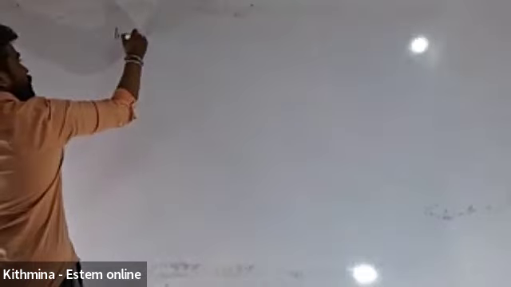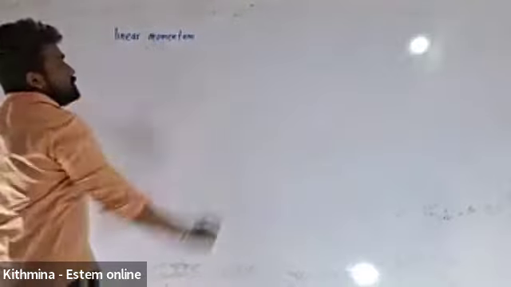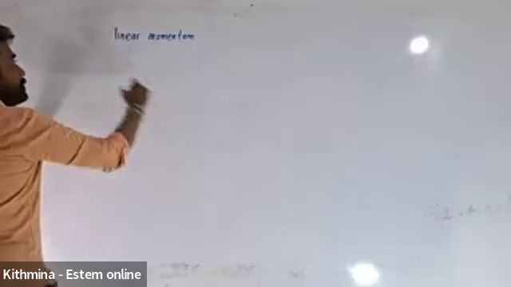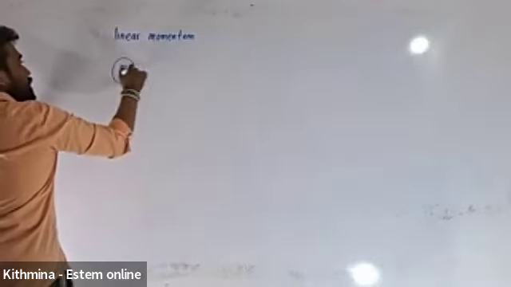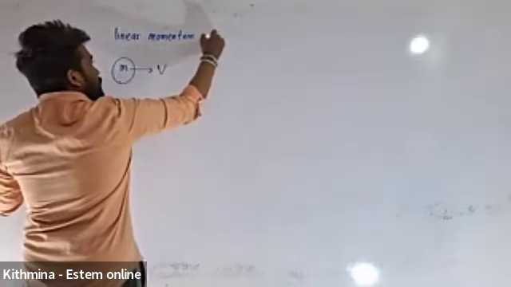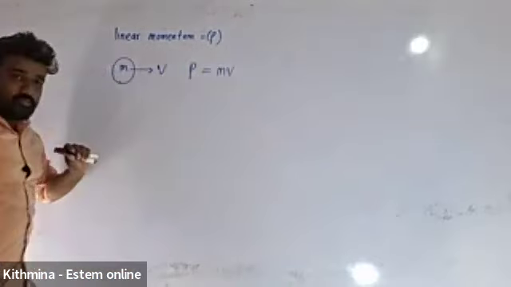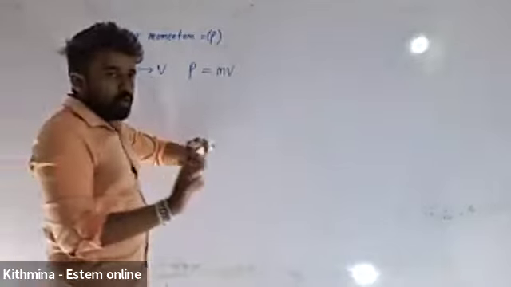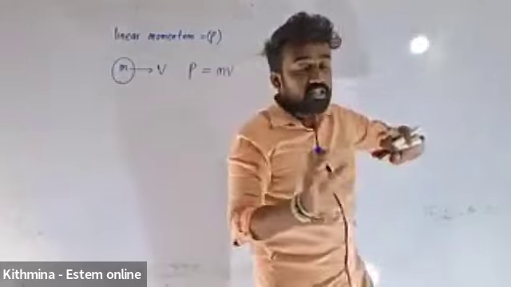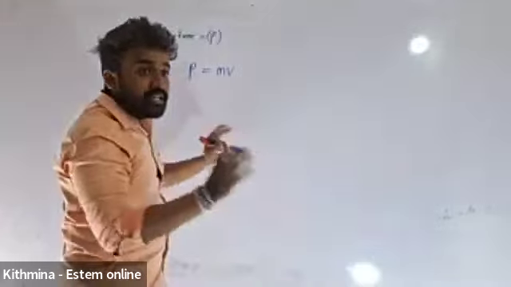First one is linear momentum. Linear momentum is just a simple theory. If a simple mass travels with velocity v, we say the linear momentum is p, then p equals mv. We all know the problem in this section is getting a momentum difference.